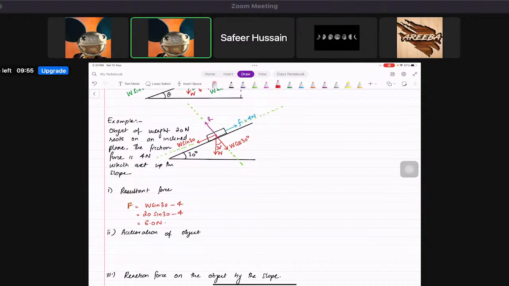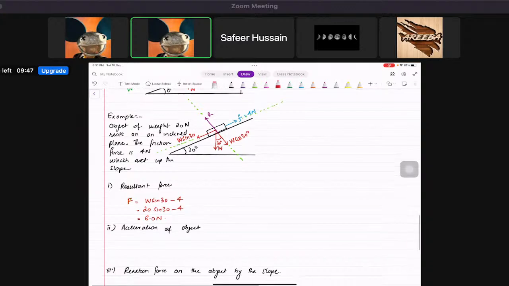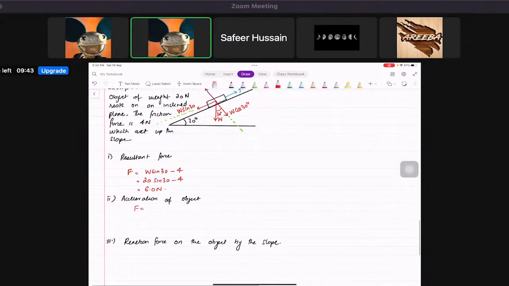Now we have to find the acceleration. To find the acceleration, the only thing we can do is use F equals ma. The force is 6 newtons. To find the mass, we already know that W is equal to mg, so we need to divide the weight by g. The weight was 20, divided by 9.81, and so the acceleration would be about 2.9 meters per second squared. Is it clear, everyone?